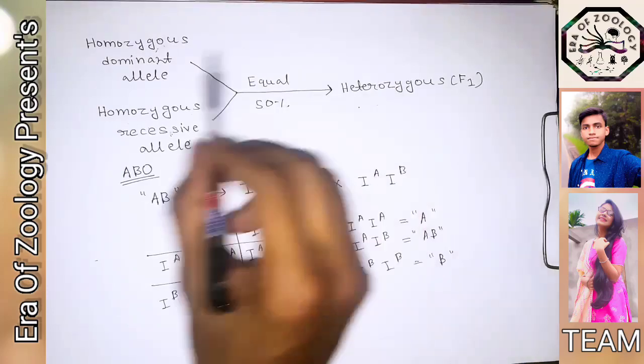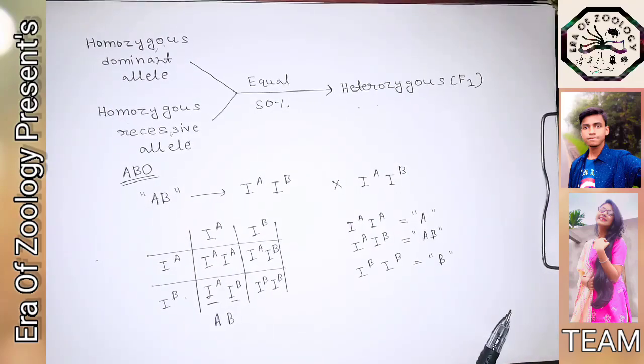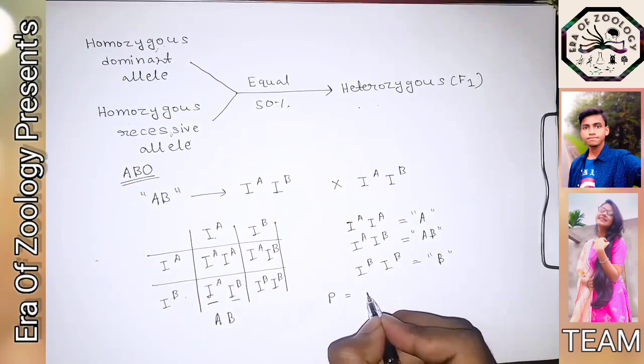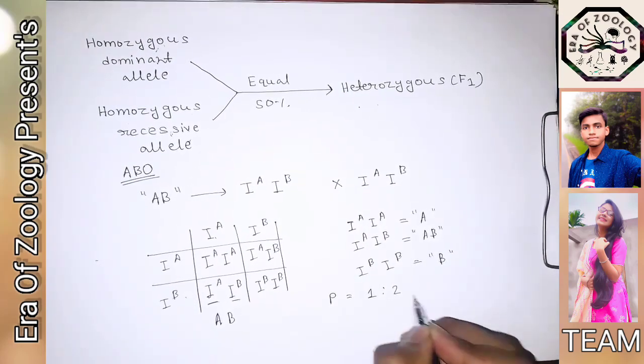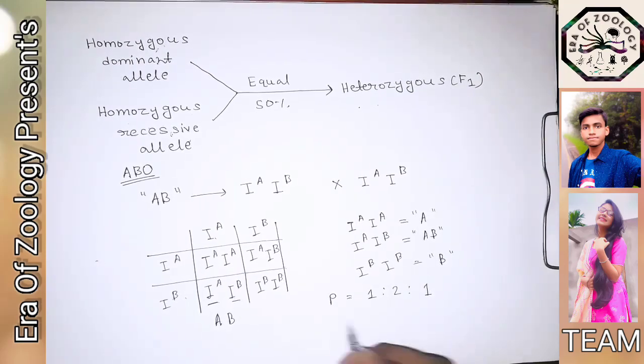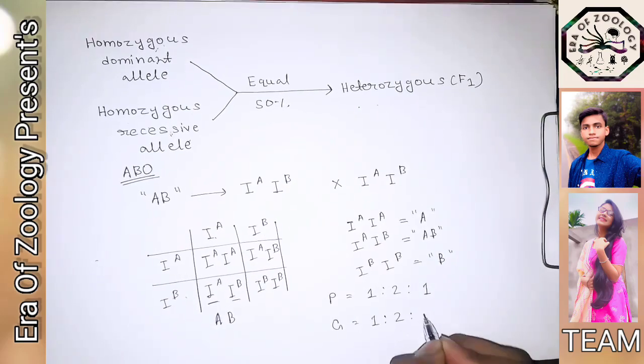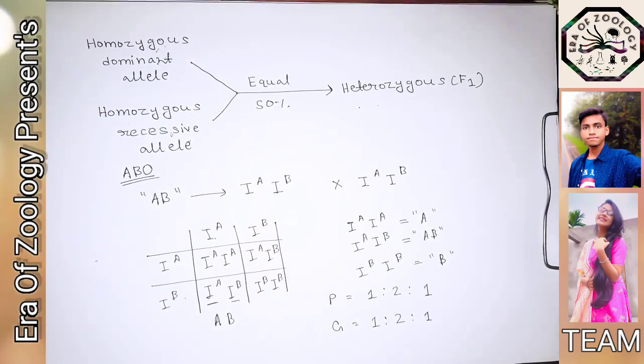So these types of conditions are called codominance. And in codominance, the phenotype ratio is 1:2:1 and the genotype ratio is 1:2:1. So I hope you guys have understood what incomplete dominance is and what codominance is.